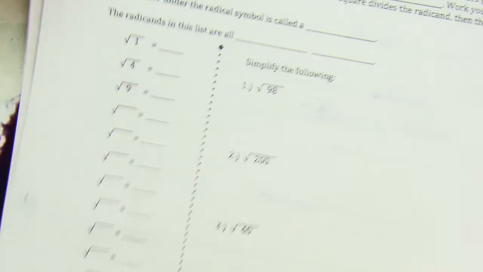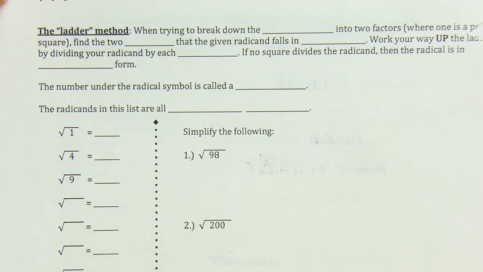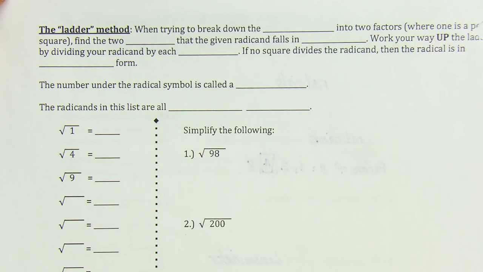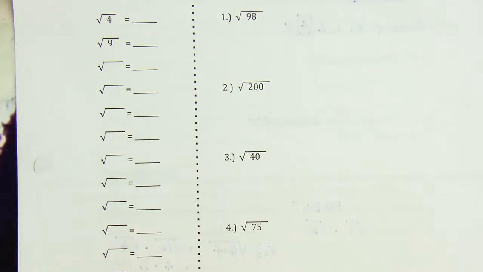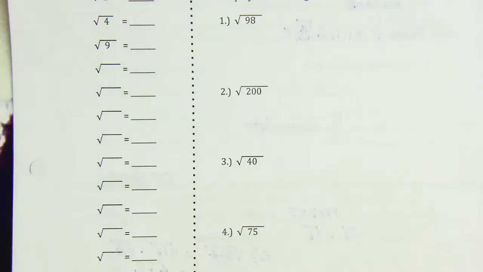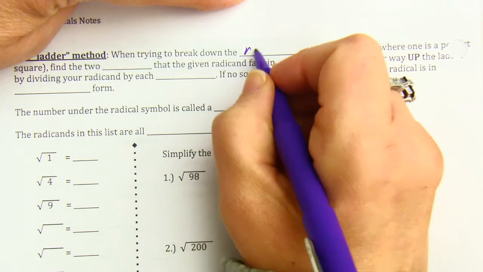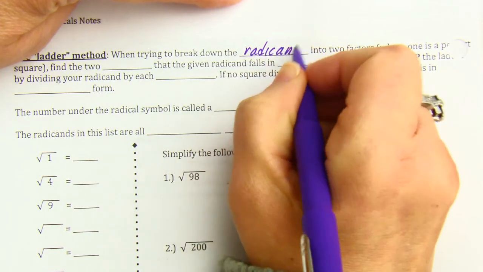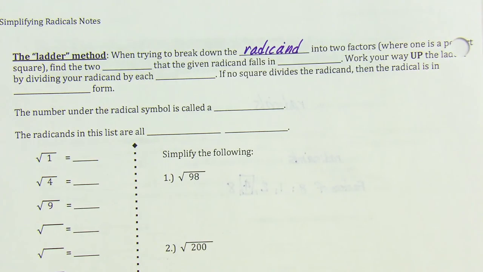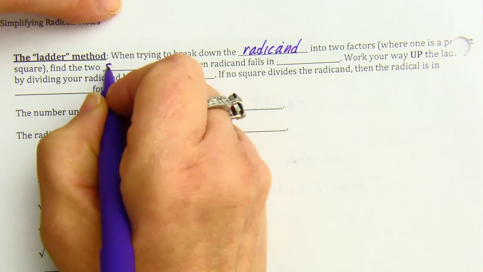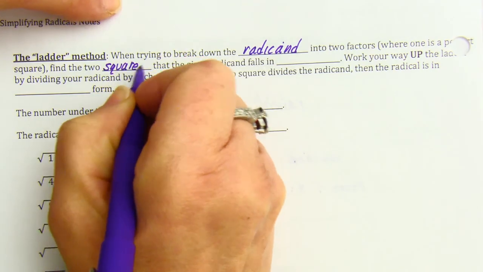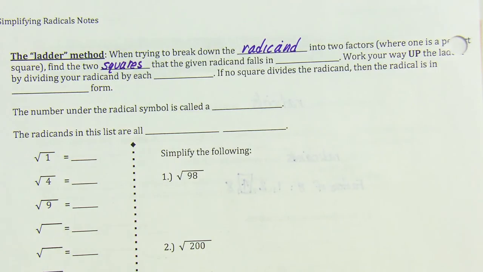All right, side 2. We're going to talk about the ladder method. I call it the ladder method because I have this list which looks like a long ladder, and I can go up the ladder. So when we're trying to break down the radicand into two factors where one is a perfect square, you want to find the two squares that the given radicand falls in between.